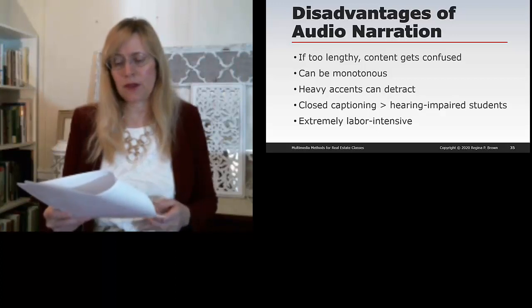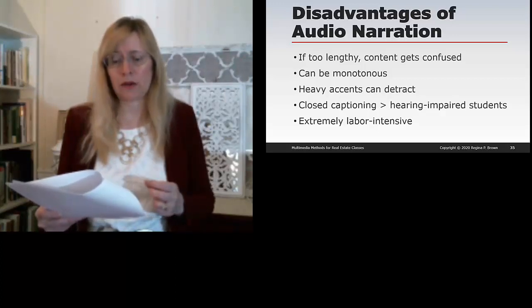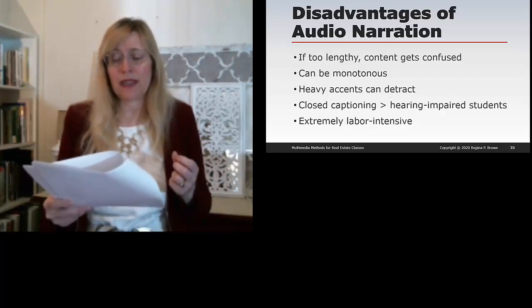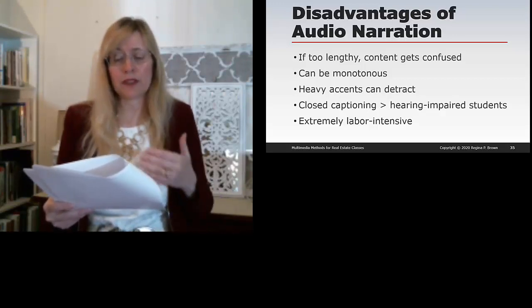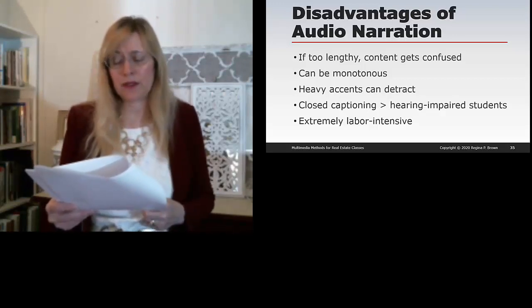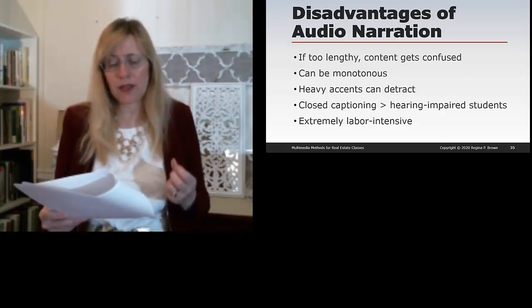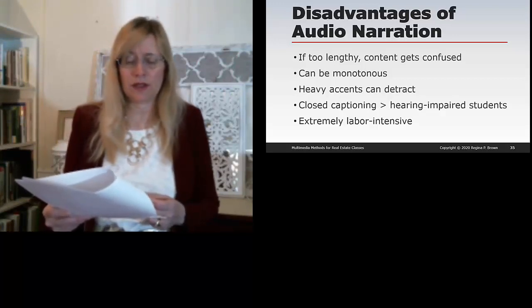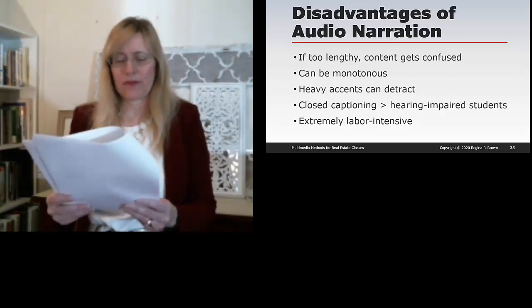Untrained narrators can be monotonous, and after a while, students mentally tune out. Or they may speak too fast for students to keep pace. Heavy accents may also detract from the content, especially if the narrator speaks at a fast clip. Another disadvantage is that closed captioning must be produced for hearing impaired students and added to the instructional lesson. This is required by ADA standards.